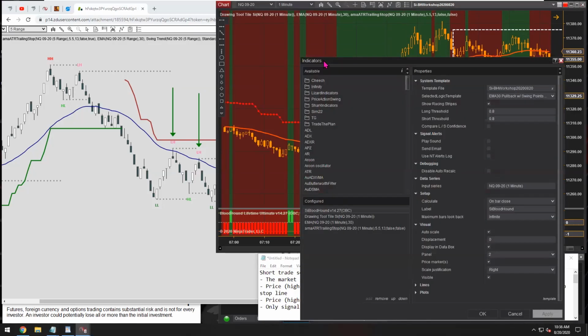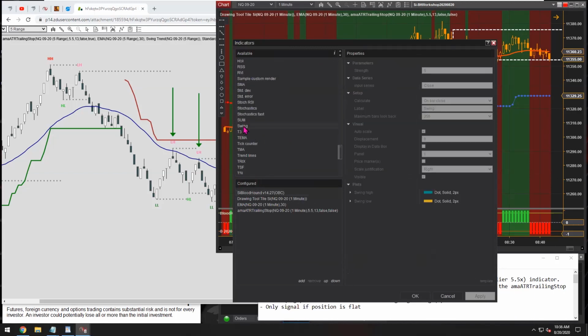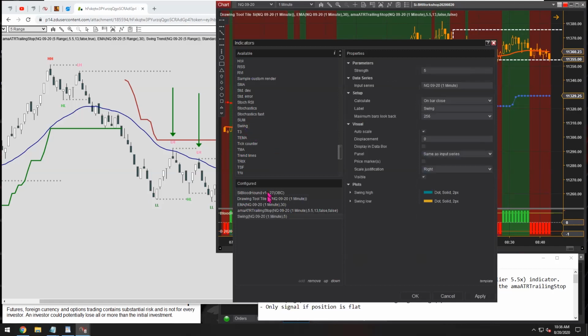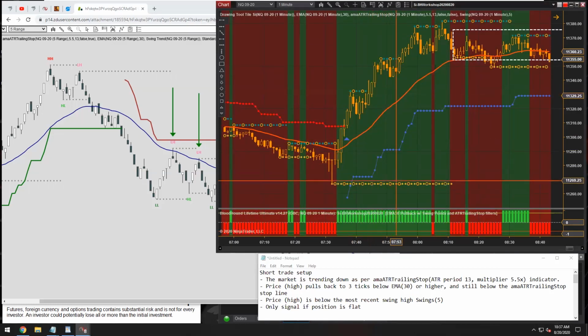All right, so let me put the swings indicator on here. Well, actually, it's the swing indicator. And all right, so it's the default strength of 5. There we have it. So, all right, put that on the chart. Okay, there we go. So now we have the swings indicator on there.